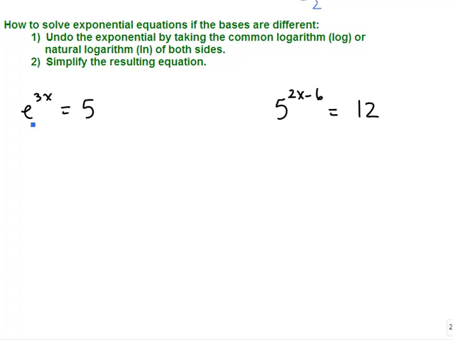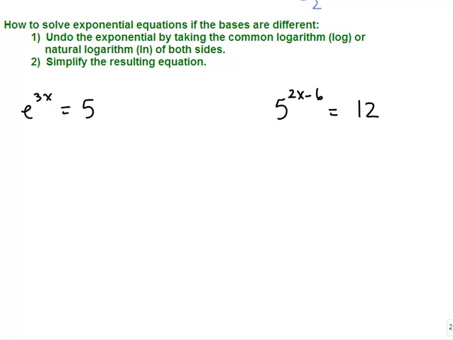So for example, if I have e to the 3x equals 5, there's no way to make e and 5 have a common base. So the only way to get at this x, which is up in the exponent, is to undo an exponential, and the function that undoes an exponential is a logarithm. Most of the time when we write our answers, we will probably want to know numerical values, and that means we want to be able to use our calculator.